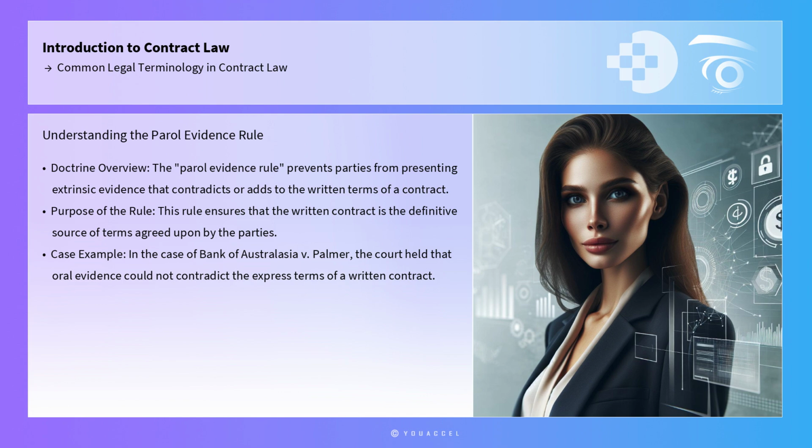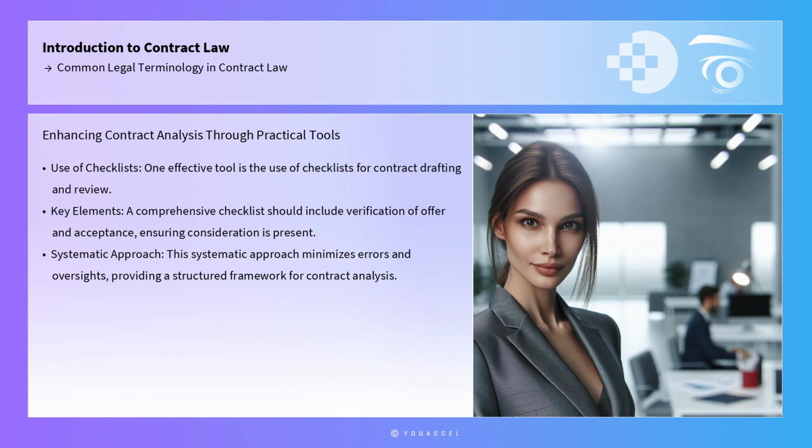The parole evidence rule is a doctrine that prevents parties from presenting extrinsic evidence that contradicts or adds to the written terms of a contract. This rule ensures that the written contract is the definitive source of terms agreed upon by the parties. However, exceptions exist where ambiguity in the contract language necessitates clarification. A practical application of this rule can be seen in the case of Bank of Australasia v. Palmer, where the court held that oral evidence could not contradict the express terms of a written contract.